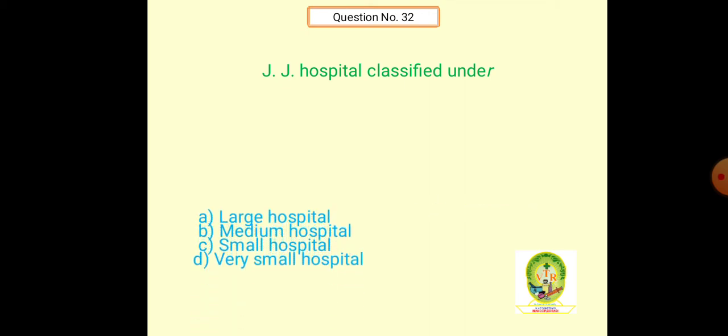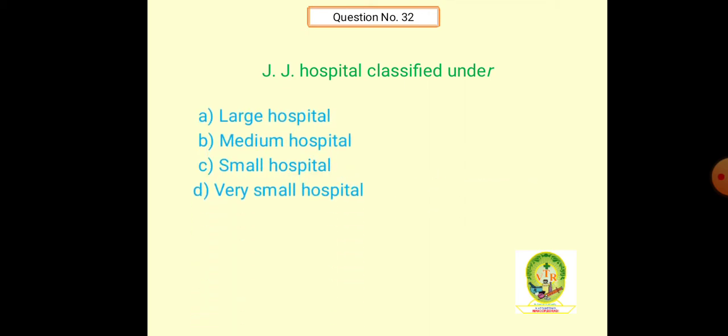JJ Hospital is classified under. Options are A. Large hospital, B. Medium hospital, C. Small hospital, D. Very small hospital. Right answer is A.